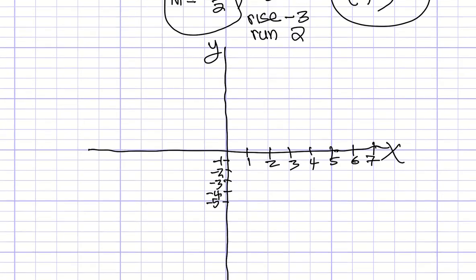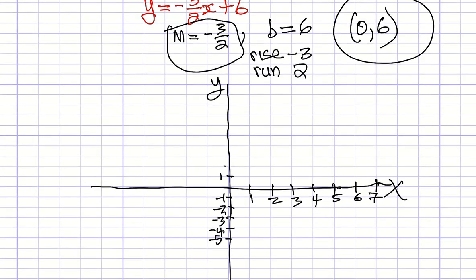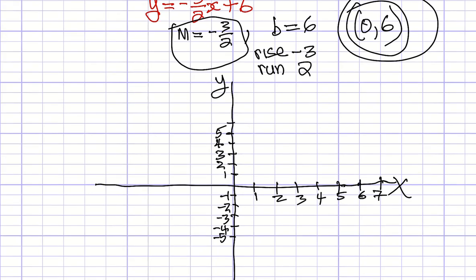Let's do a couple here. 1, 2, 3, 4, 5, 6, 7. Okay, so we first start with the point. It's right here because y is 6. It's not on the x axis, it's on the y axis. 6 is right here. Let me use a red pencil right here. We'll start with this point here. That's 0, 6 right there.